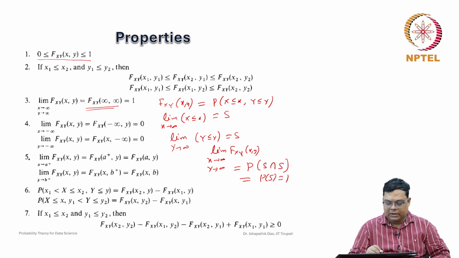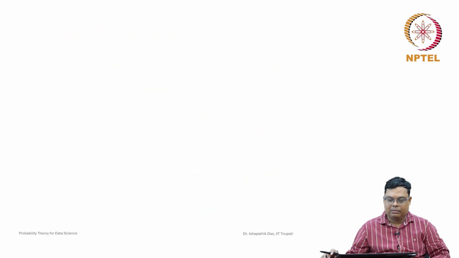So, now the sixth property. It says that if you consider how we will find the probability that y is less than or equal to y, but x is between x1 and x2, then it is nothing but F_XY(x2, y) minus F_XY(x1, y). Let us find out how it can be proved.